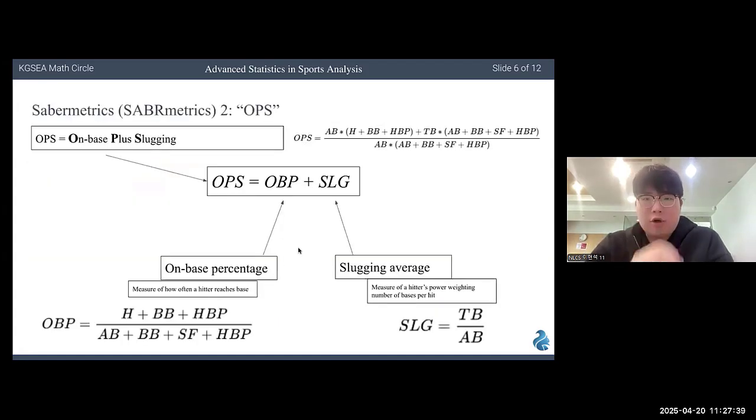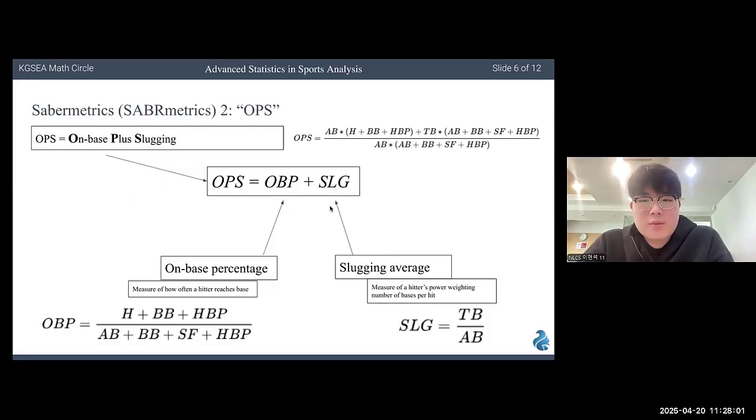So next we'll go to OPS, which is a sabermetric baseball statistic calculated as the sum of a player's on-base percentage and their slugging percentage. OPS essentially stands for on-base plus slugging. So basically, the ability of a player both to get on base and to hit for power, two important offensive skills, are what are represented here.